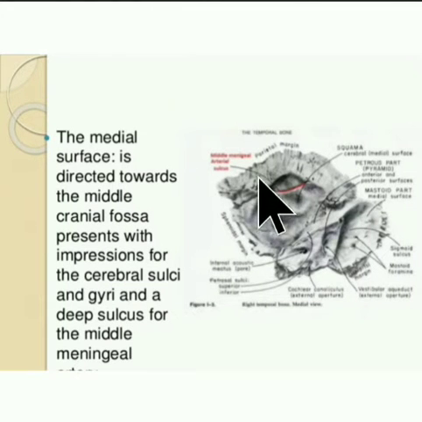Medial surface of the squamous part. The medial surface is directed towards the middle cranial fossa, and it presents impressions for the cerebral sulci and gyri, and deep sulci for the middle meningeal artery. And here are the impressions for the cerebral sulci and gyri, and this is the sulcus for the middle meningeal artery.